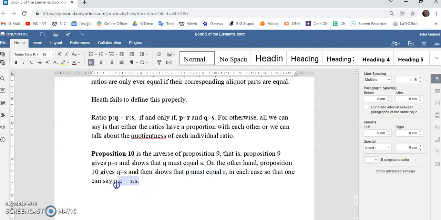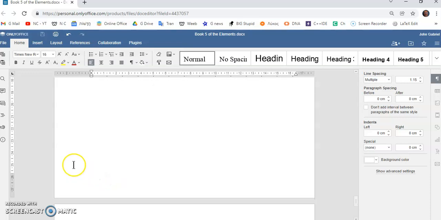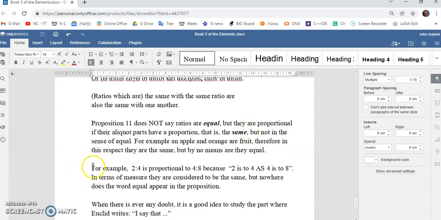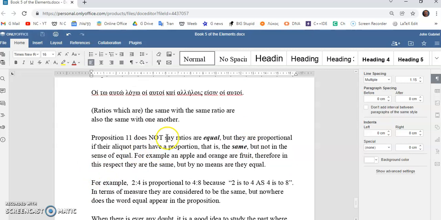Okay, so this is a special case where the ratios are equal and their measures are equal. Okay, but you can have ratios which are not equal and their measures are the same. Finally, proposition 11 does not say ratios are equal, but they are proportional if their aliquot parts have a proportion that is the same. Okay, so it's a further clarification.